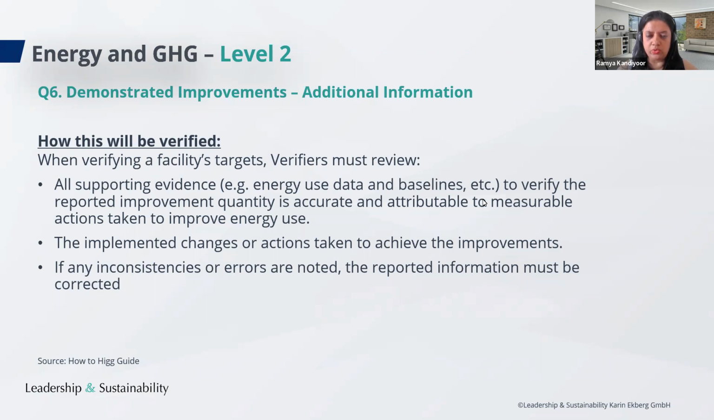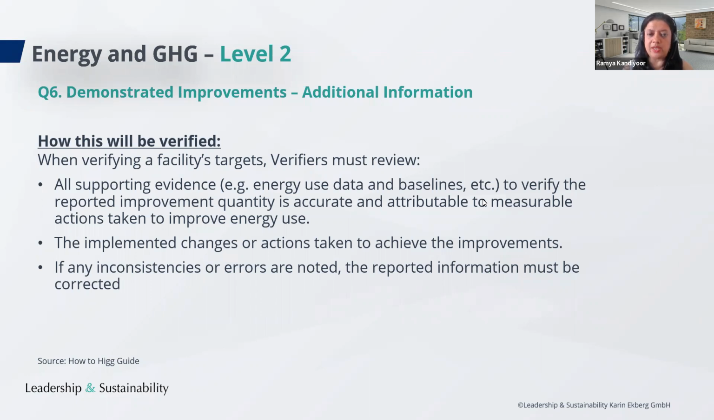Also, I would like to mention that when you are reporting in question 6, when you are reporting on the demonstrated improvements, even if you have selected a baseline year, let us say you have selected your baseline year as 2020, and you see that there is an improvement from 2020 to 2022, here in the platform, you will be able to give an improvement only when it is from the previous calendar year.